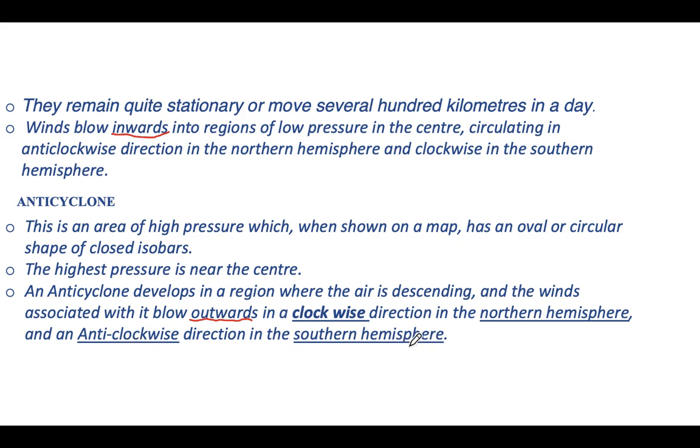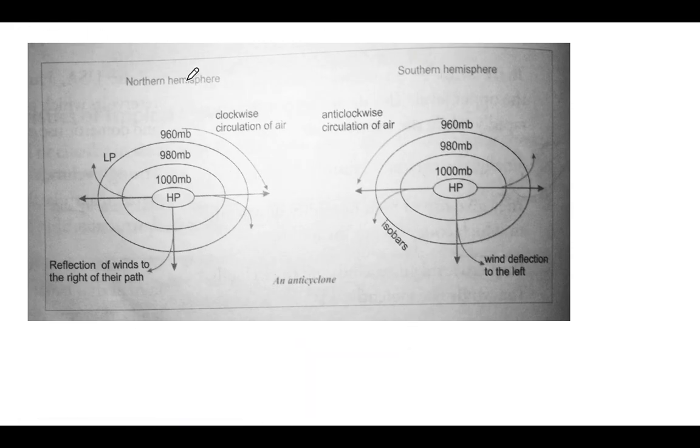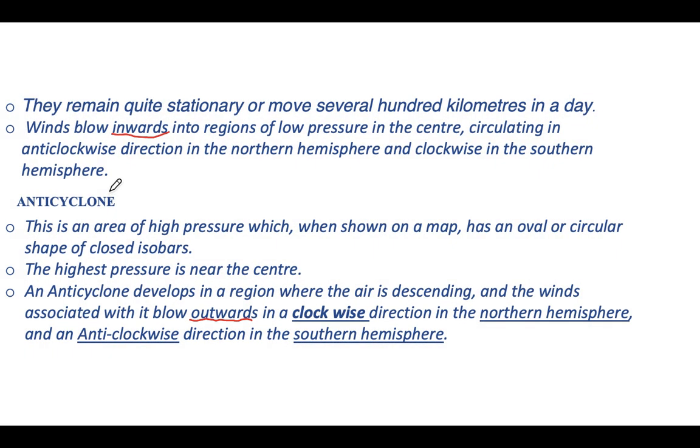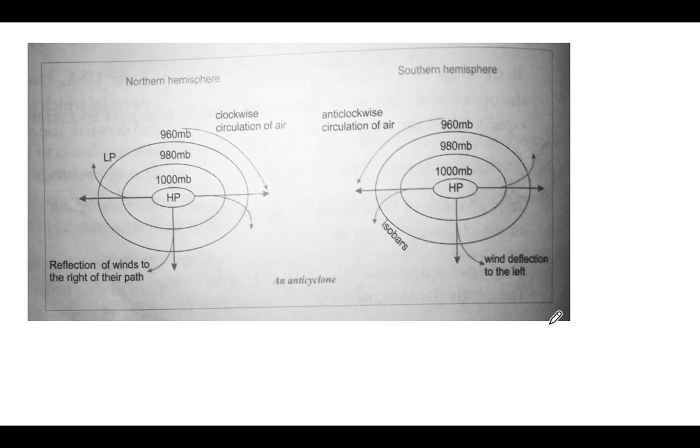Let me show you the diagram. This is one of the example diagrams. This diagram is representing the northern hemisphere. See how they are circulating. This is in a clockwise direction. So let's try to review. A clockwise direction we call the northern hemisphere, okay? So this is what we have.